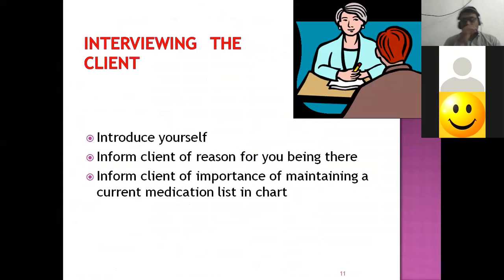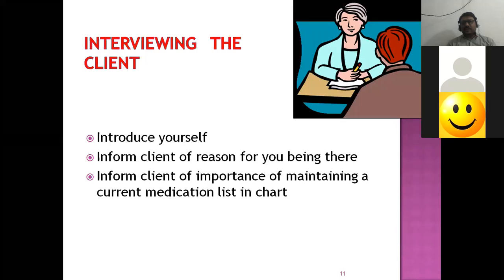For collection of the history, you have to take interviews. Here the client is the patient, so you are interviewing the client. During interviewing, firstly, you have to introduce yourself. These are general things you generally have to carry out during the collection of information.